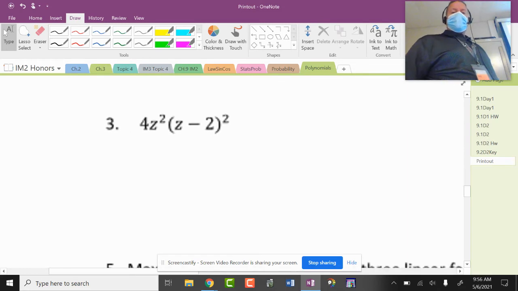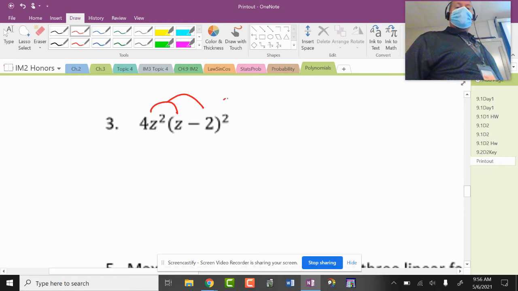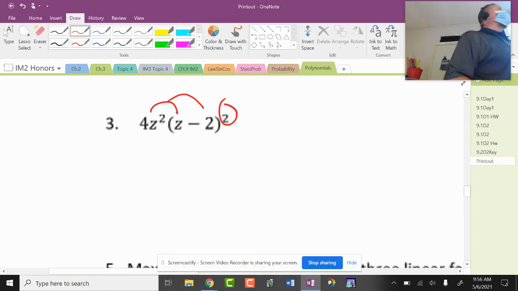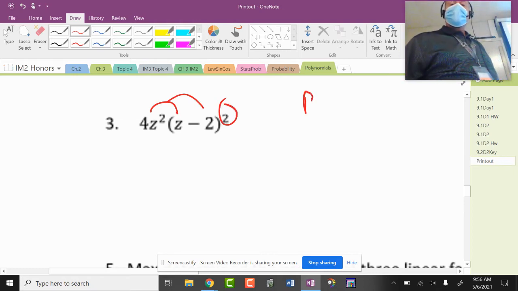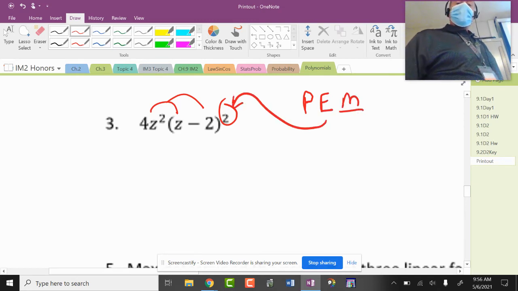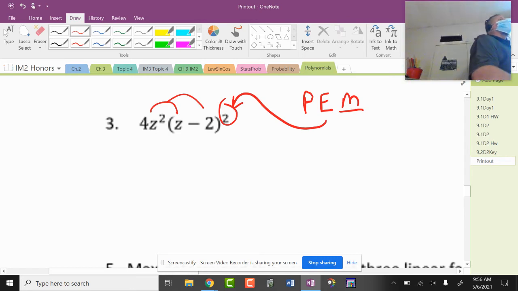Then looking at these, you know what we should be able to do on this one? First of all, you cannot do this. That's out of order for PEMDAS. What does PEMDAS mean? What do I do first? Then what's next? Exponents. And then what's next? Multiply. You multiplied before you did your exponents. That's the number one reason why you do not distribute into a squared.